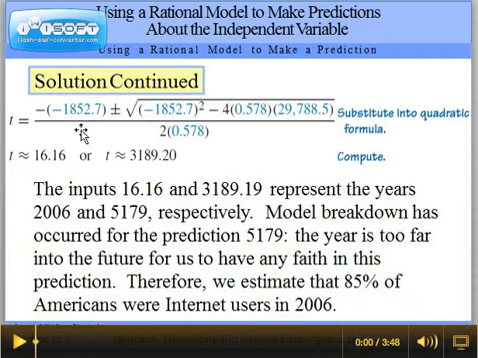Model breakdown has occurred for the prediction of 5,179. The year is too far into the future for us to have any faith in this prediction. Therefore, we estimate that 85% of Americans were internet users in 2006.